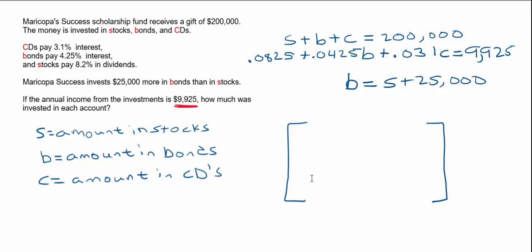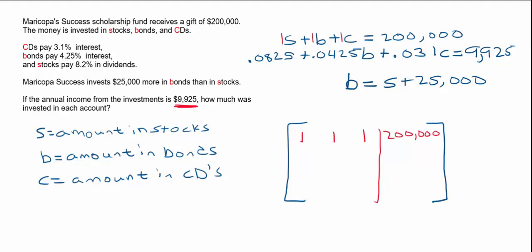To create a matrix, we need only identify the coefficients on each of the variables and the constant. So this is 1s plus 1b plus 1c equals 200,000. So you would put 1, 1, 1, 200,000. If I was doing this by hand, I'd put a line here to separate the coefficients and the variables with the constants on the right.